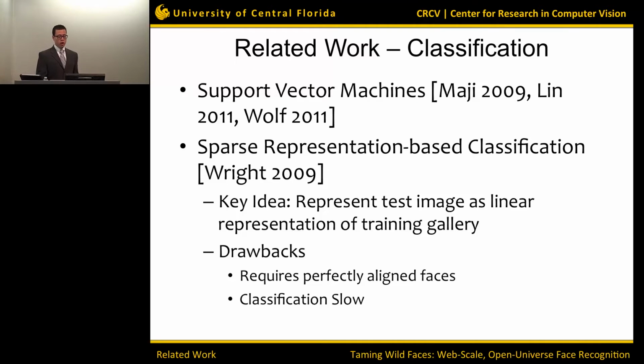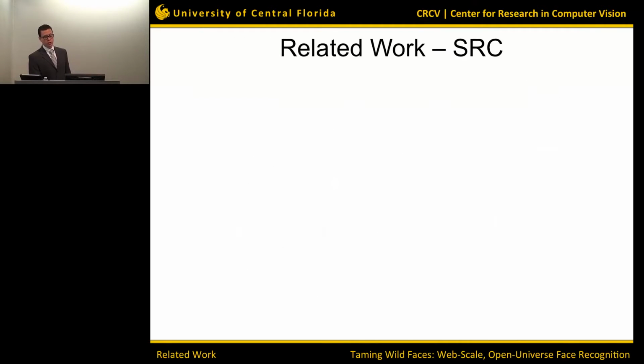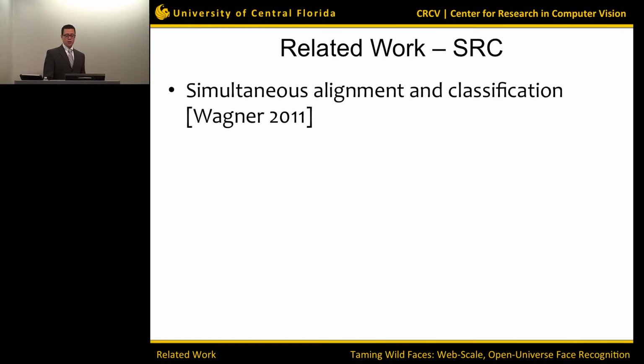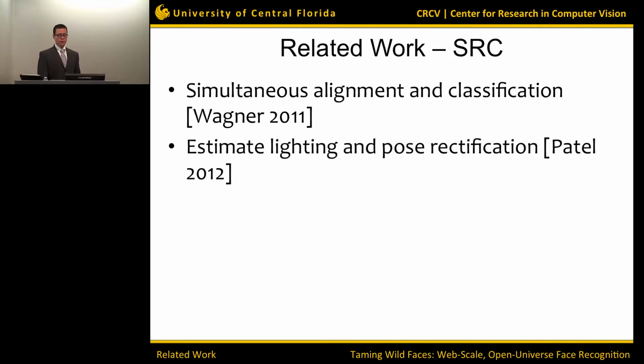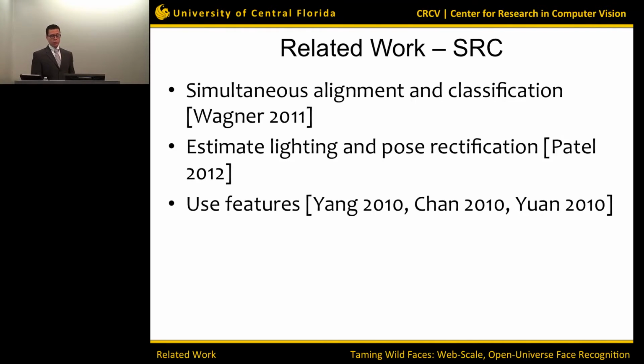However, from the beginning, the drawbacks have been that it required perfectly aligned faces and that the classification is slow. So research in sparse representation-based classification has pretty much focused on these areas in the vision community. They've looked at simultaneous alignment and classification. They've looked at estimating lighting and doing pose rectification at the same time. And they've also looked at using features, where one of the first papers applied Gabor features and was able to get better performance that way.